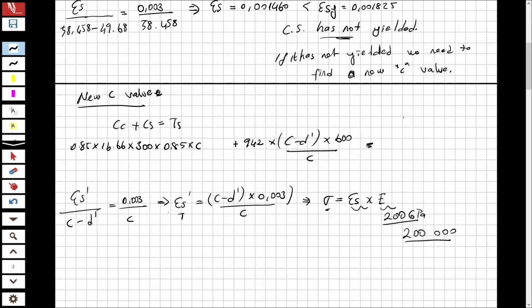Okay, what is the tension steel force? Tension steel force is 1520 as the area of steel multiplied by 365.22, and this is the design strength of the steel, because we just assume that this steel has not yielded. Okay, so from this now I have my equation.